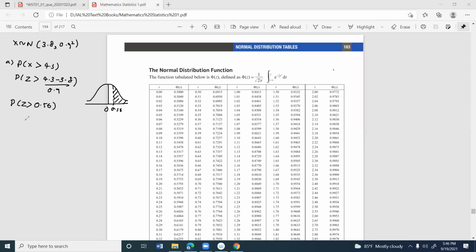1 minus the probability of Z less than 0.56. That is 1 minus, if you read it, 0.7123. 1 minus 0.7123, so the probability becomes 0.2877. That would be the answer for this question. Then let's go to the next part of the question.